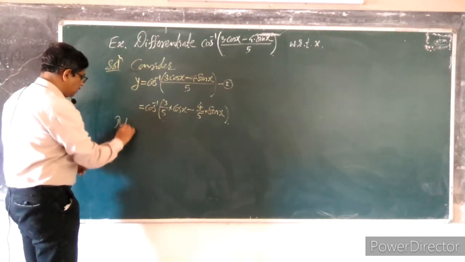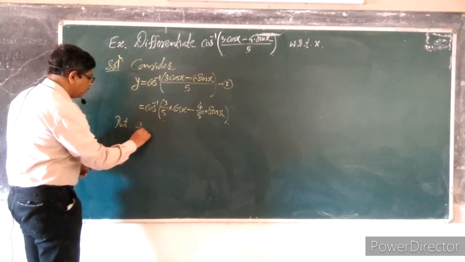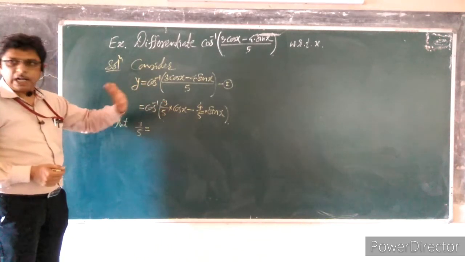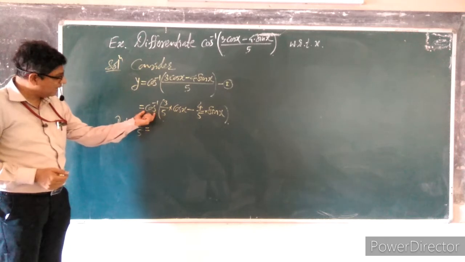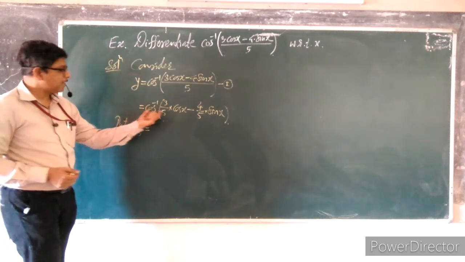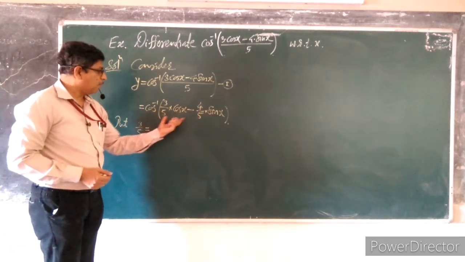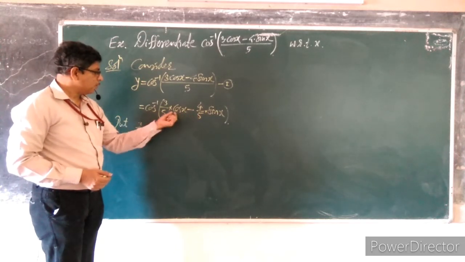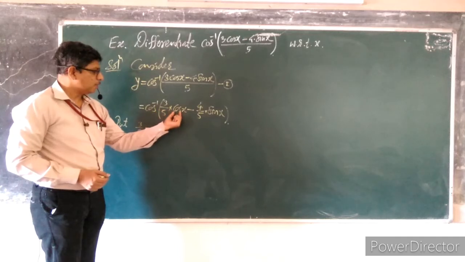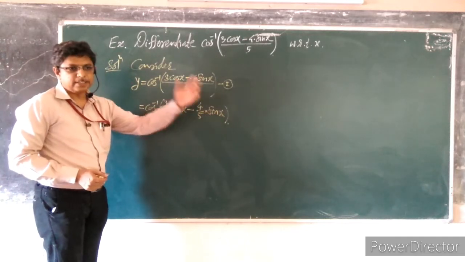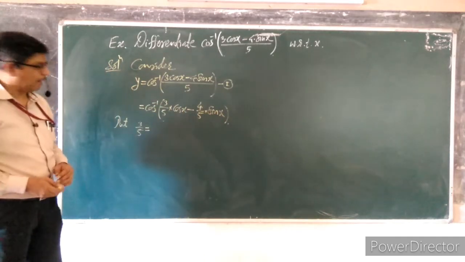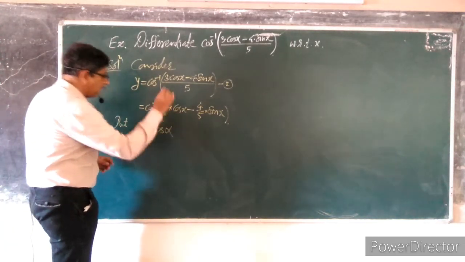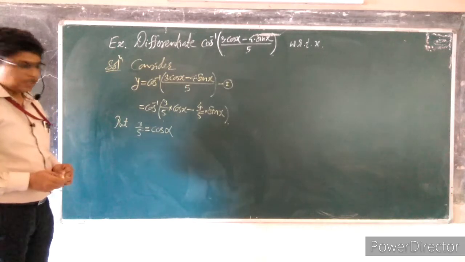Put 3 by 5 is equal to, now the question arises whether to consider sin alpha or cos alpha. As we have cos inverse here, the formula inside must be in the form of cos of some angle. So we have cos into cos minus sin into sin. It is the formula for cos of a plus b or a minus b. So we'll consider it as cos of alpha, where alpha is a constant.